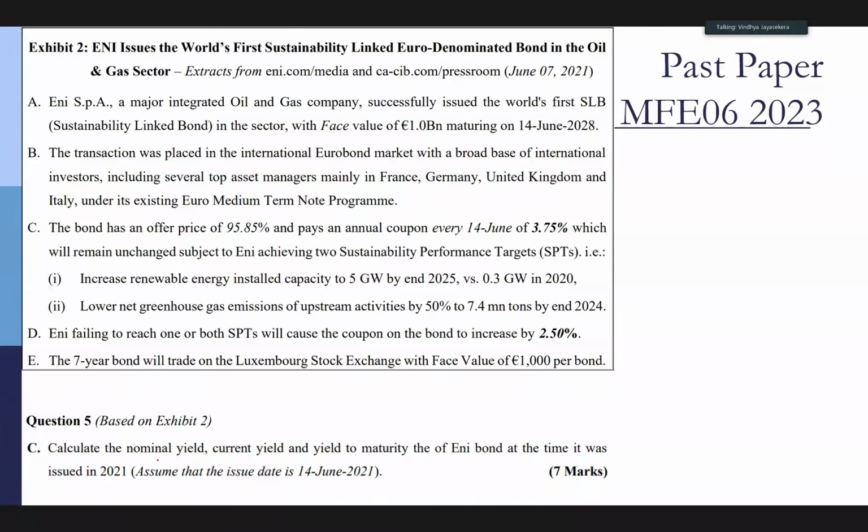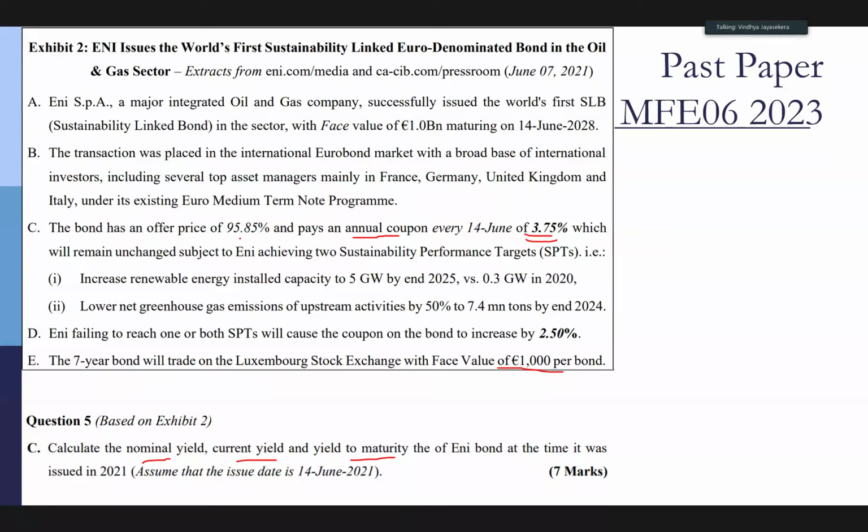Very easy, right? It's asking for the nominal yield, current yield, and yield to maturity. Yield to maturity, you can calculate it at your leisure, as long as you know what the inputs are. But to figure out the inputs, what is nominal yield? So you have a bond, face value is 1,000, coupon is annual 3.75%. And at the time of issue, it's 3.75% anyway. It's only if any doesn't reach its sustainability targets that the coupon will increase by 2.5%. So at the time of issue, the coupon that's paid is 3.75%.